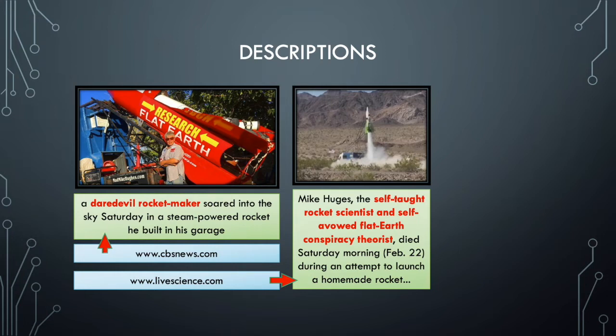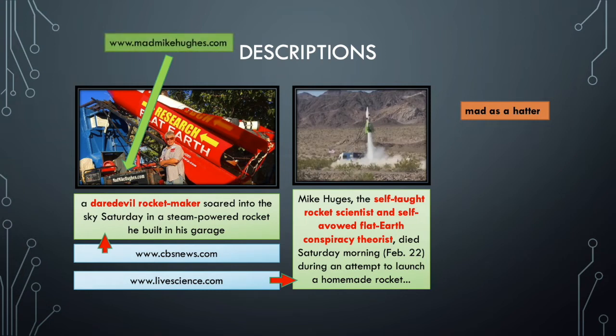But the point is, you might say, in this day and age, this guy actually believes that the Earth is flat. This guy is mad as a hatter. That is a common idiom. It wouldn't be insulting in this particular case, because check that out. That is his website. He called himself Mad Mike Hughes. So he would have loved that, mad as a hatter.